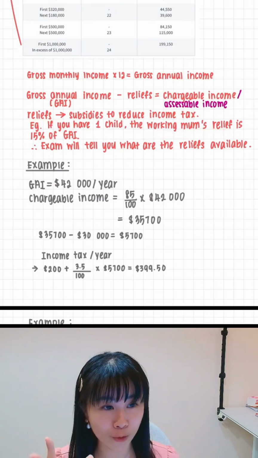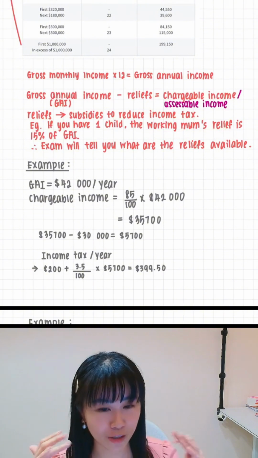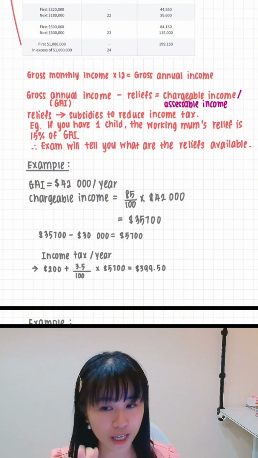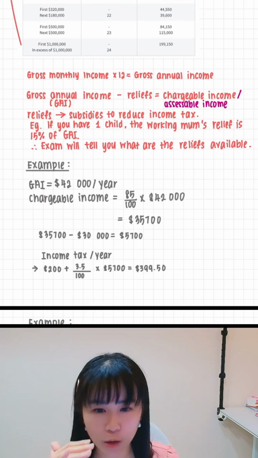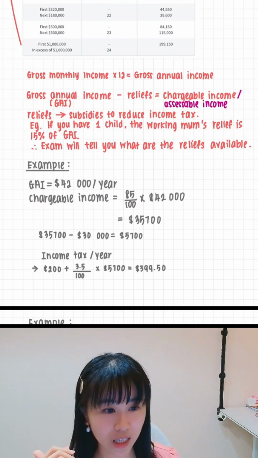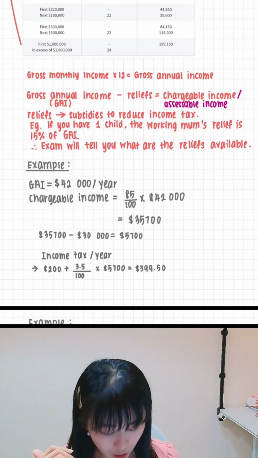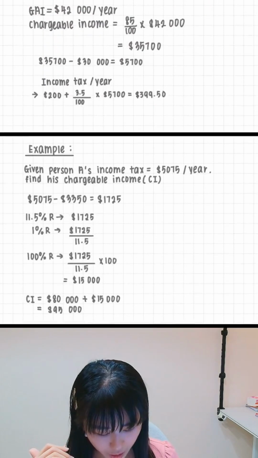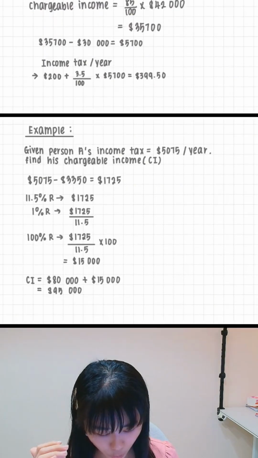If you give birth to kids, you can get a lot of income tax deduction. But don't worry, if it comes out in an exam, the exam will tell you exactly how much the relief is. Okay, let me give you one example.